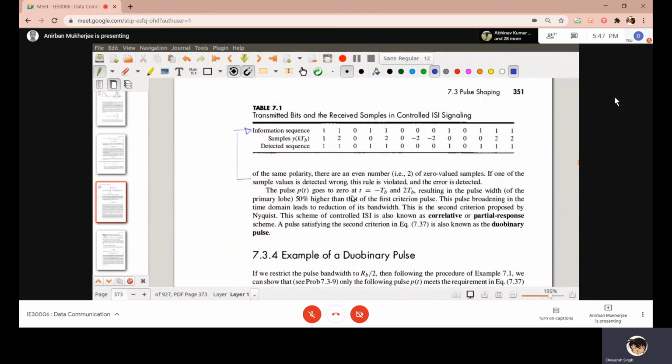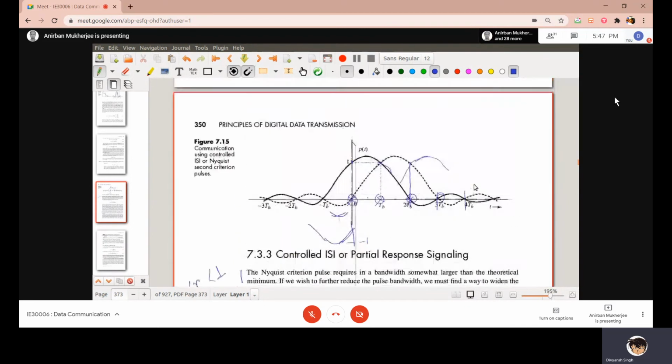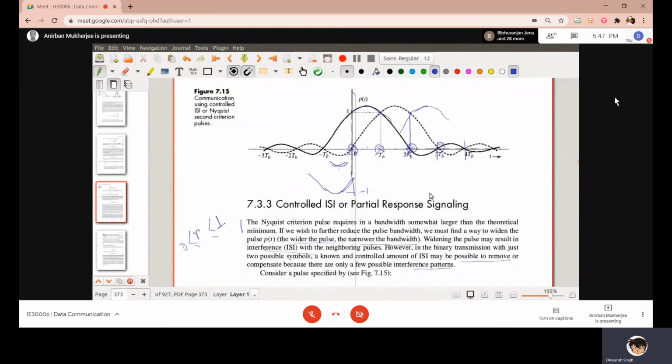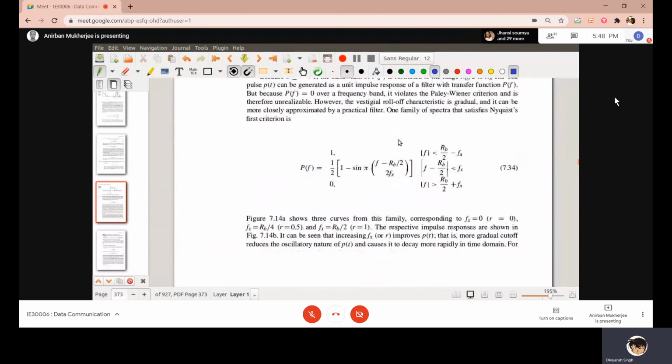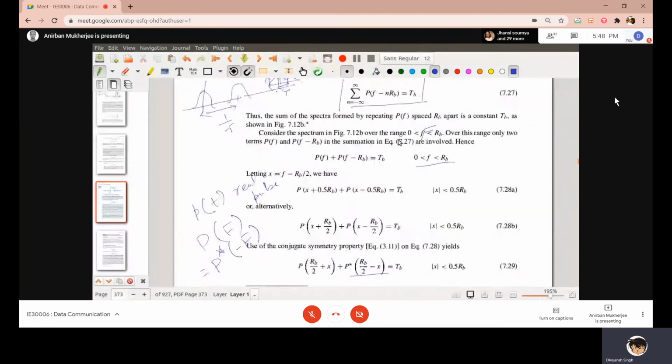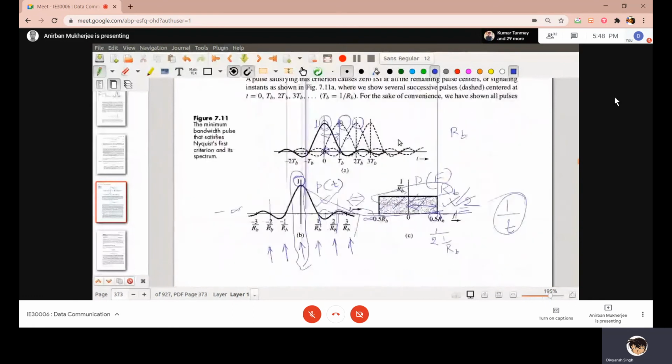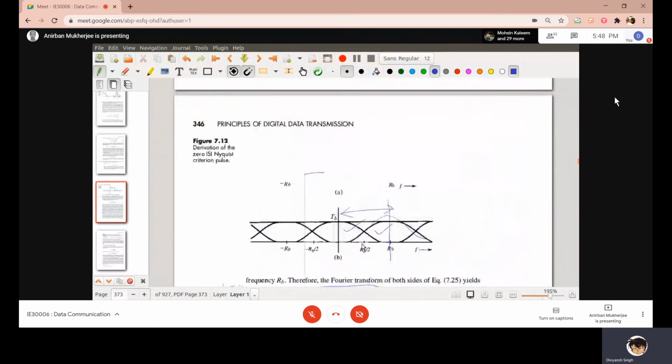Now the Pt goes to 0 at t equal to minus TB and plus 2TB. So the pulse goes to 0 from minus TB to plus 2TB. That means the pulse width is basically 3TB. Now in the previous case, what was my pulse width? The minimum bandwidth one. That pulse was minus TB to plus TB, 2TB, but here I am choosing a pulse of 3TB.